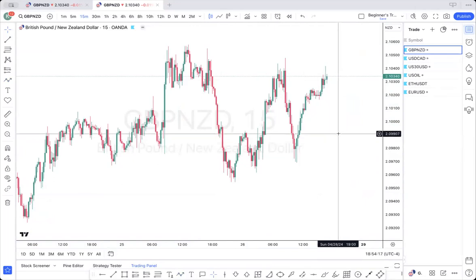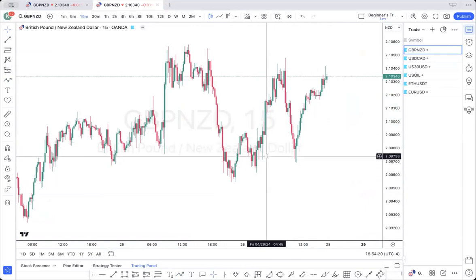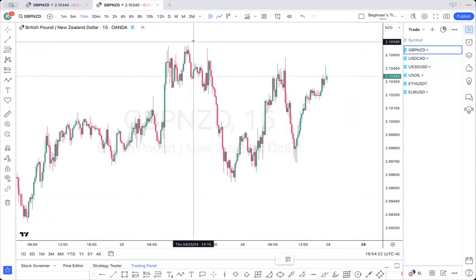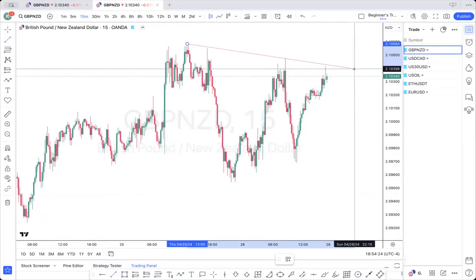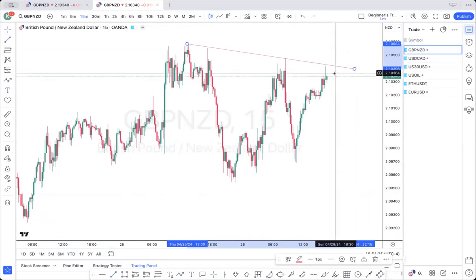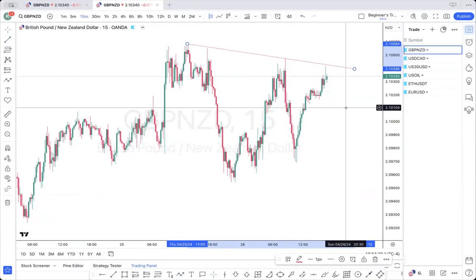So yeah, waiting for the break of structure. Waiting for the next break of structure. Let's say that. And then it's go time.